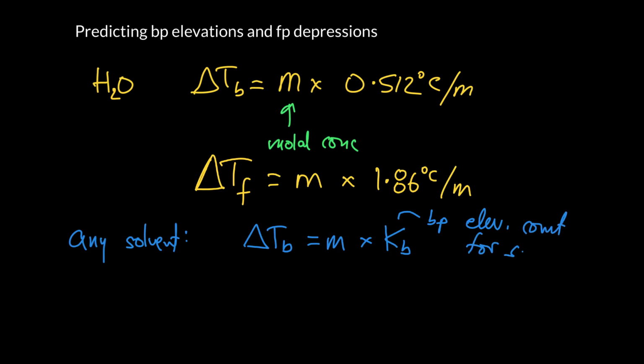And for every solvent, there's a different value. I'll go ahead and show you a table here in a minute. But for water, we can see above it's 0.512. For something like benzene, it'll be completely different.